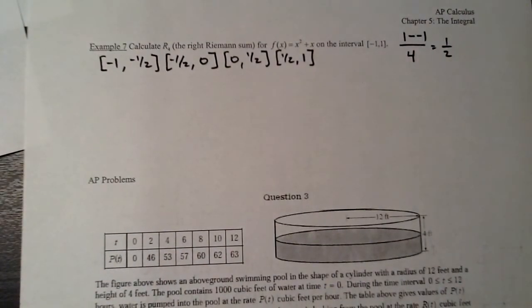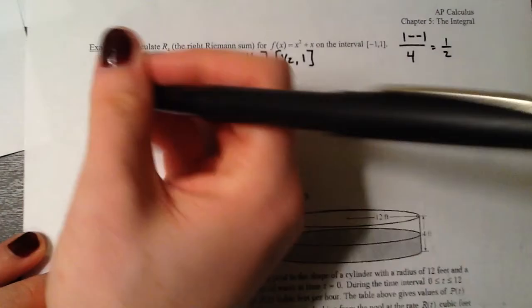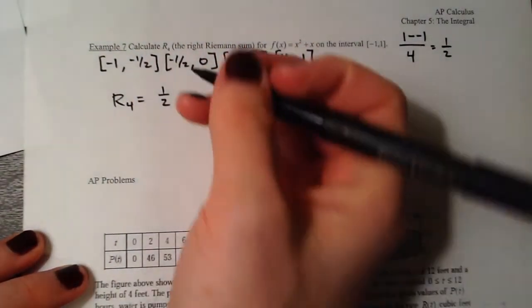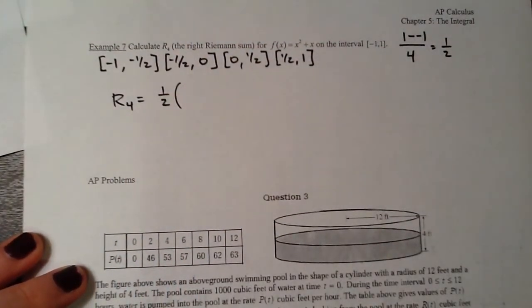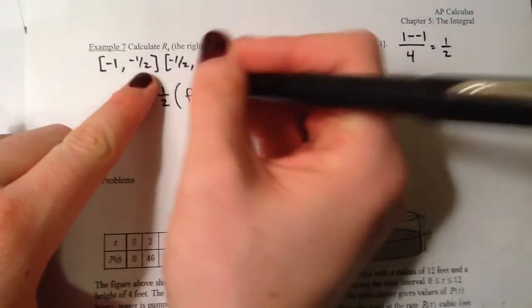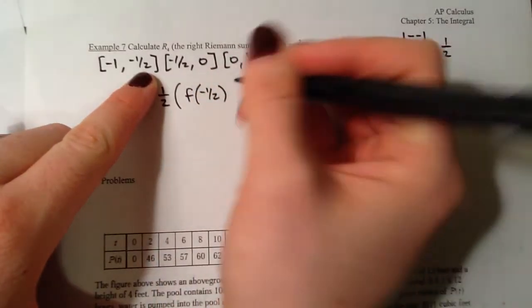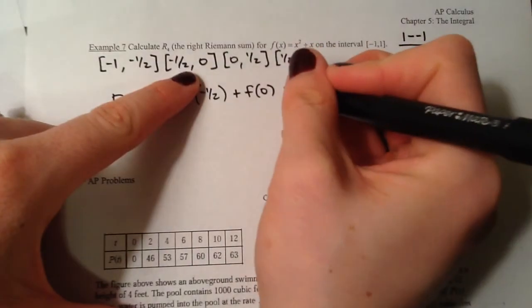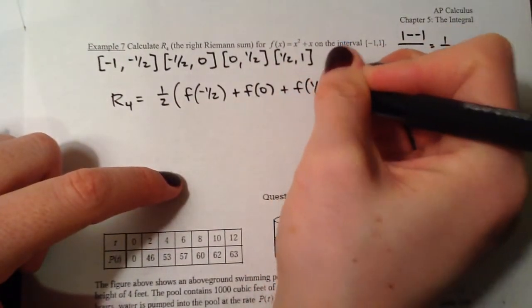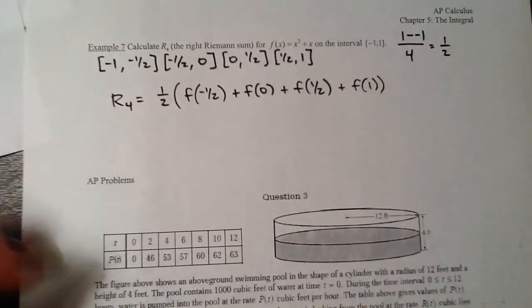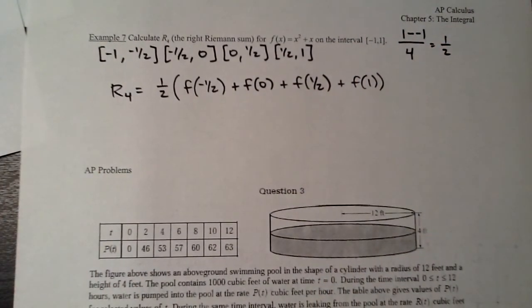We are using the right endpoint since it's a right Riemann sum. So for R4, every single one of them has a width of 1/2, so we put that out front. And then in parentheses, we're putting all of the heights. So it's basically like doing an area formula, just kind of in a compact way. So first we want the function value of, we use a -1/2 for this one, plus, then for the second block, we use the right endpoint, which is 0, plus for the third block, we use the right endpoint, which is 1/2, plus, and then finally we use 1. All right, so that can just go right into your calculator.